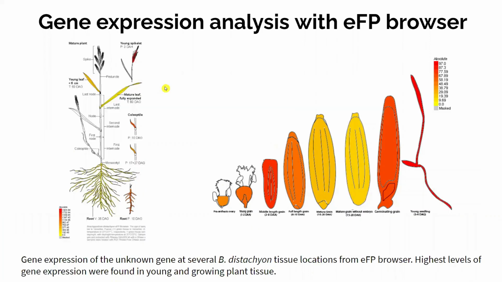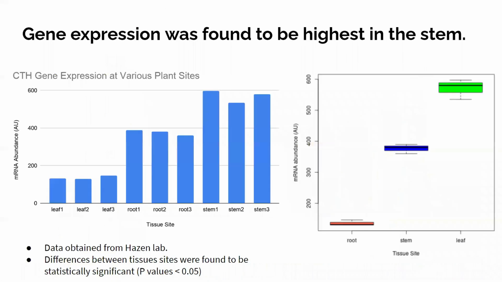Next, we took a look at the gene expression analysis within the Brachypodium eFP browser. We found that the plant tissues with the highest levels of gene expression were young and growing plant tissues, such as the young spikelet, the young grains, the middle-length grain, as well as the germinating grain and the young seedling. So plant tissues that are actively growing, which again reinforced our hypothesis that this gene is involved in plant growth.